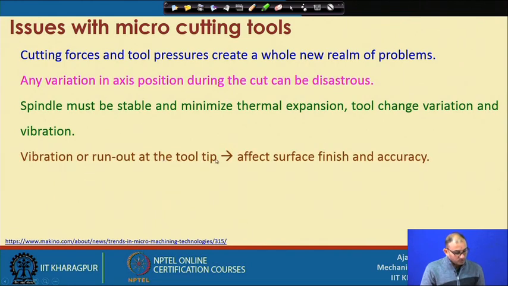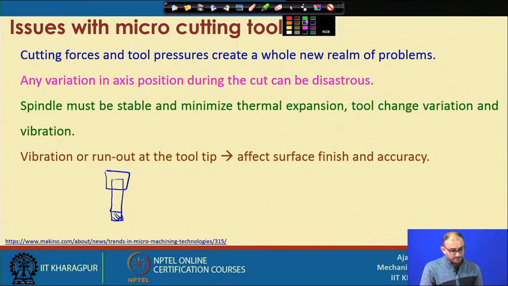Vibration or runout at the tool tip affects the surface and accuracy. Now, you can see there are many ways we can look at this. See, this is our cutting tool holder, and our tool is held in this particular location, and this is the cutting tool or cutting edge, right. Our objective is to use this particular portion for machining. This is the portion we are using for machining. The remaining part is just for support only, right.